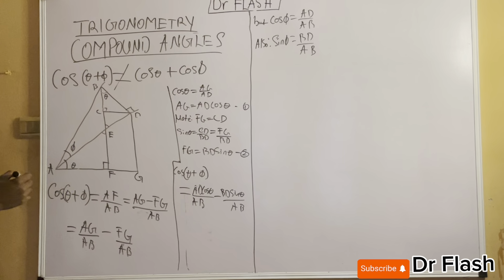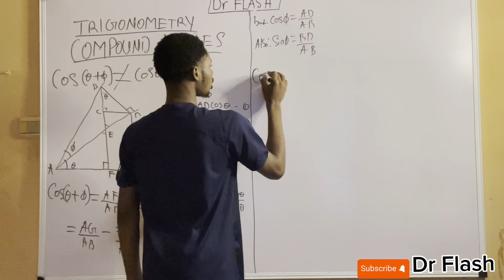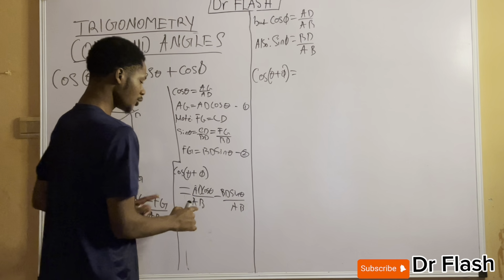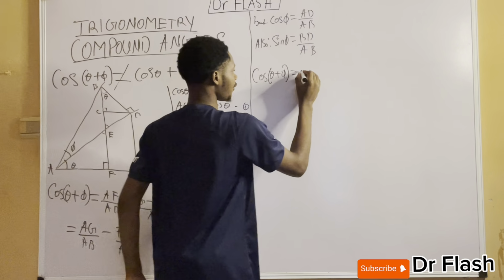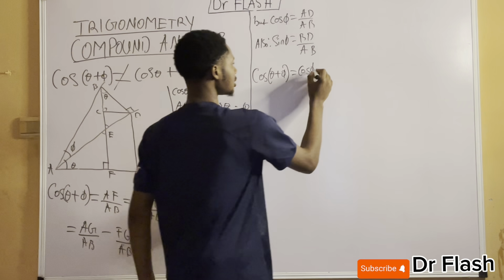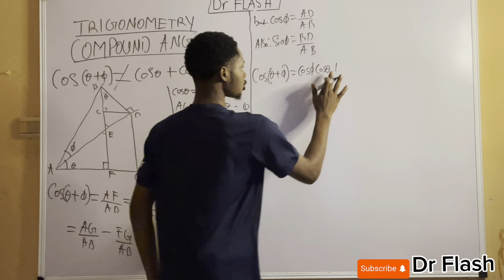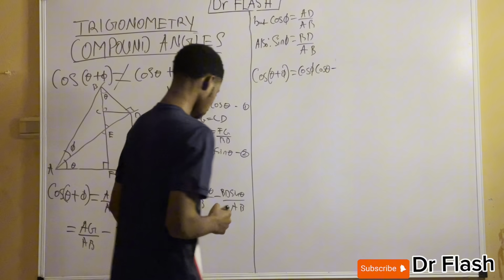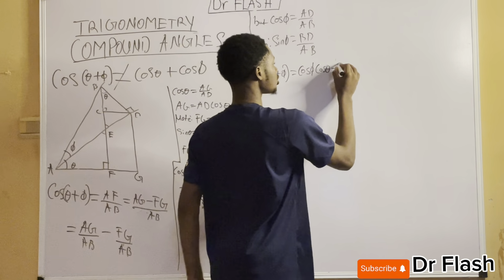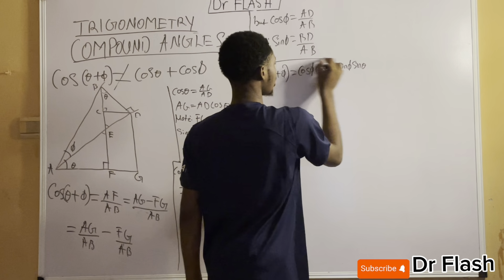Next thing, we want to substitute all of that into this equation. So we're then going to have cos of theta plus phi equal to AD over AB, which is cosine phi, times cosine theta, minus, that's a minus instead, BD over AB, which is sine phi, times sine theta. So you have sine phi times sine theta. Now that is the proof.